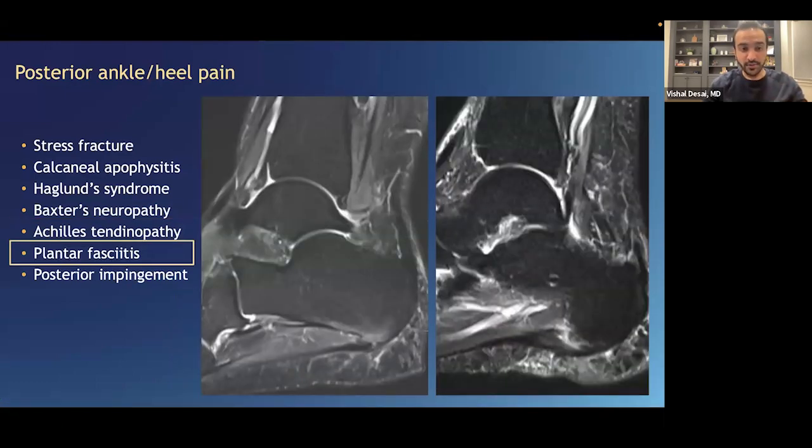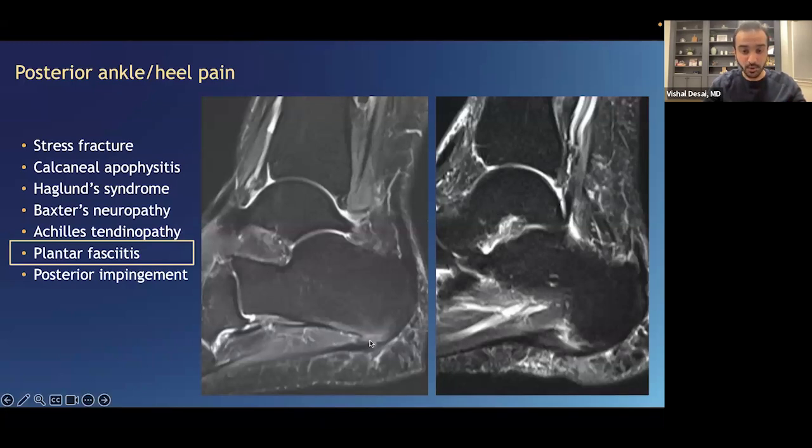Plantar fasciitis, a very, very common cause of heel pain. The plantar fascia is that big fibrous support structure at the bottom of the foot. It plays an important role in weight bearing by absorbing shock and providing stability. It also helps support the arch. Overuse, so excessive weight bearing, may lead to inflammation and micro tears within that plantar fascia.